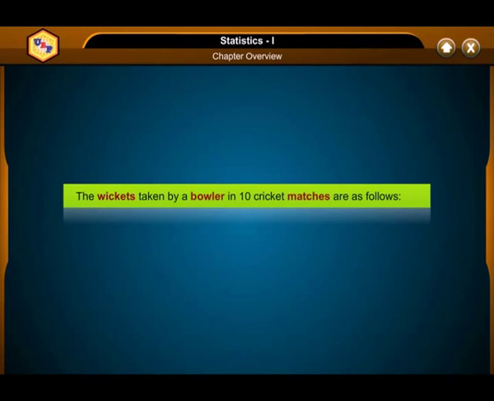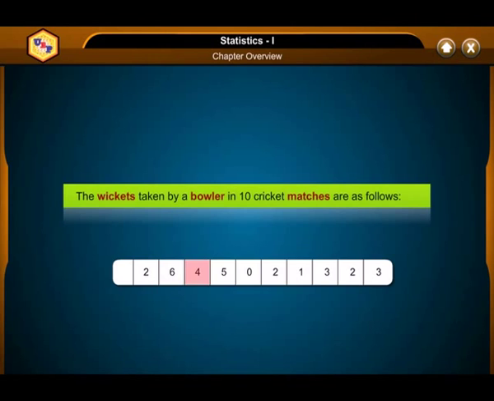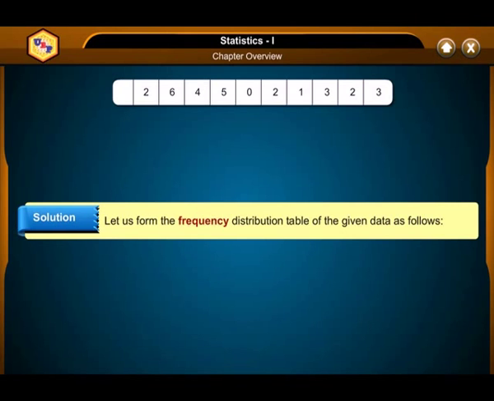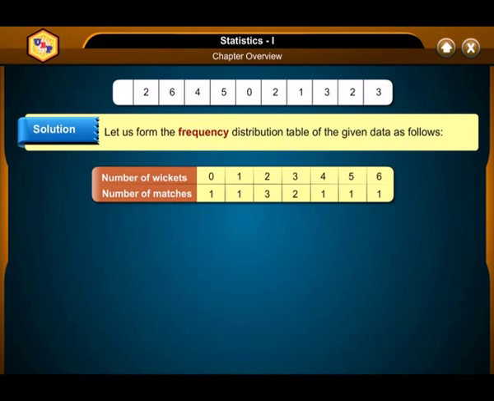The wickets taken by a bowler in 10 cricket matches are as follows: 2, 6, 4, 5, 0, 2, 1, 3, 2, 3. Find the mode of the data. Solution: let us form the frequency distribution table of the given data as follows. Number of wickets, number of matches. 0, 1. 1, 1. 2, 3. 3, 2. 4, 1. 5, 1. 6, 1.